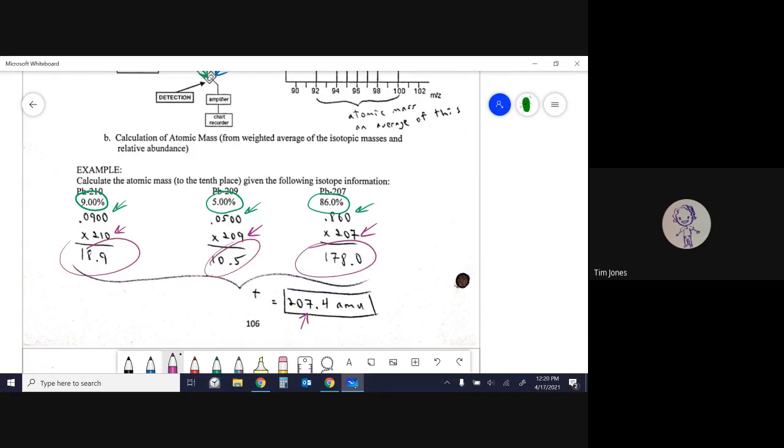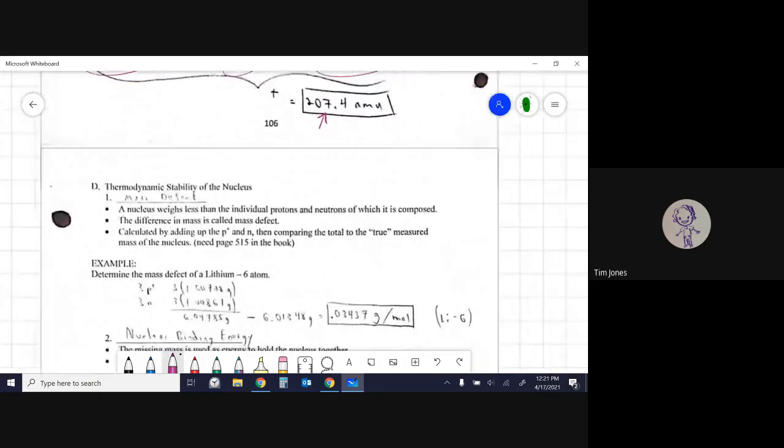And notice the average is closest to 207 because it's such an abundant isotope, but it's a little higher than 207 because of the 209 and the 210. This is what's called a weighted average. All right, next.